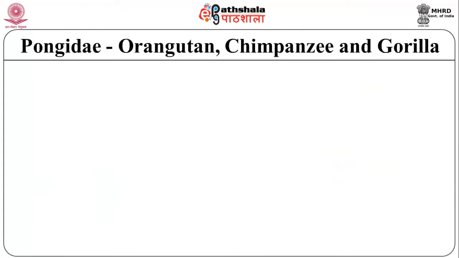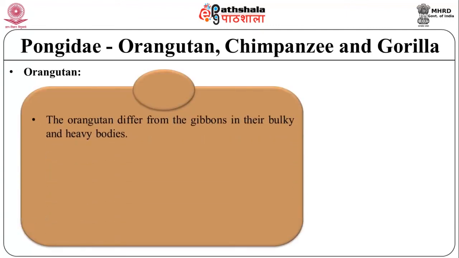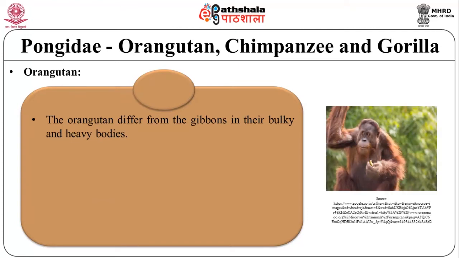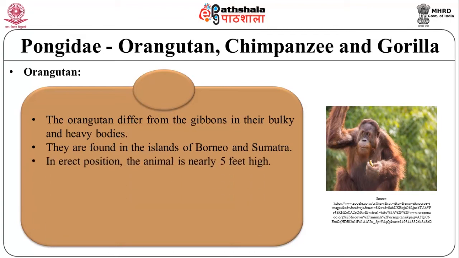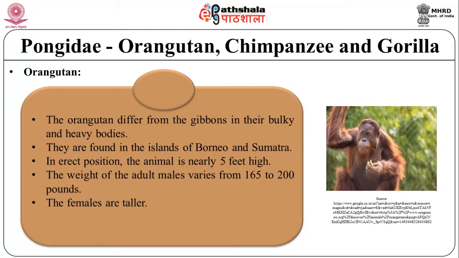Now let us see Pongidae, that is orangutan, chimpanzee, and gorilla. Orangutans differ very much from the gibbons in their bulky and heavy bodies. They are found mostly on the islands of Borneo and Sumatra. In erect position, the animal is nearly 5 feet high. The weight of the adult males varies from 165 to 200 pounds. The females are somewhat lighter.